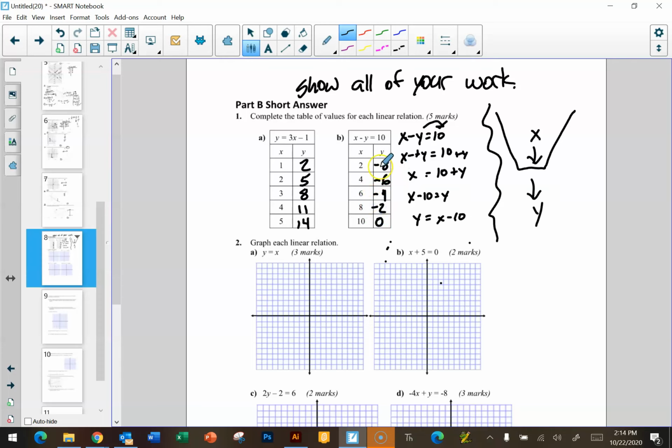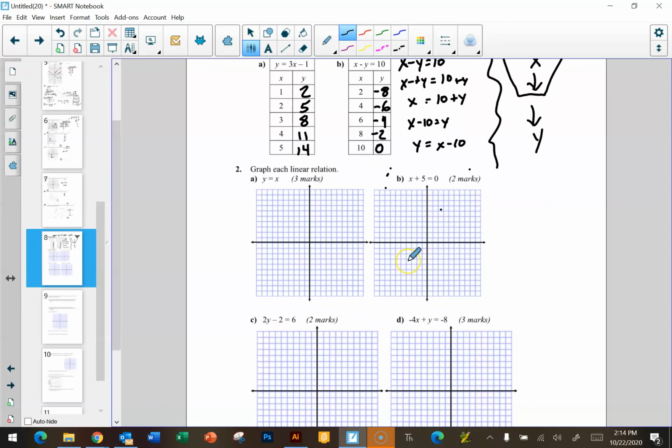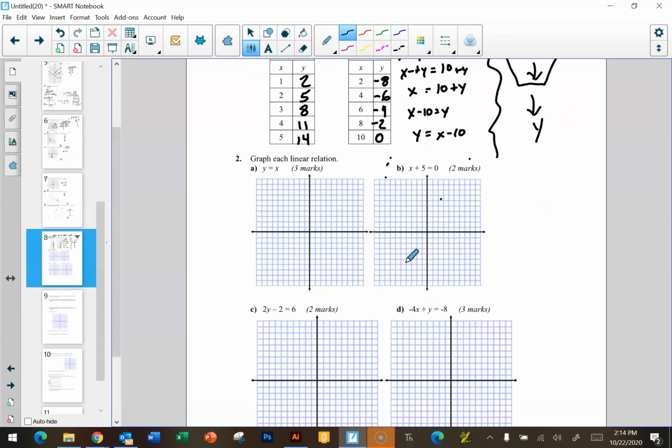You really only have to figure out 2 of these points, and then you can fill in the rest. But just make sure, because if you make a mistake on the first point and then you keep the pattern going, obviously you're making a mistake on every one. So double check it. Graph each linear equation, y equals x.